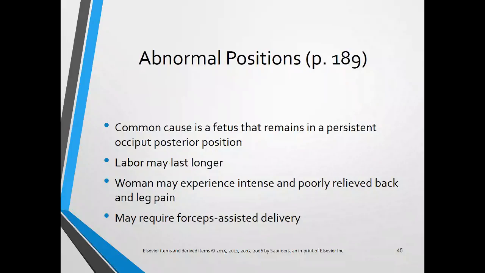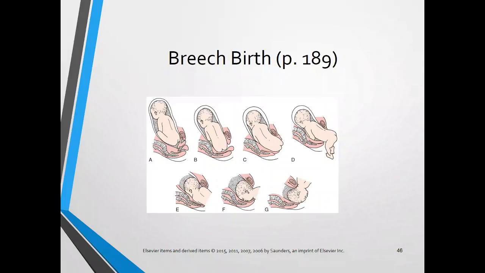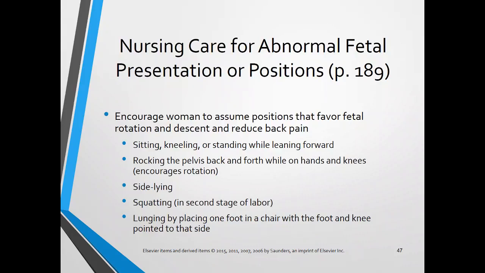And then abnormal positions. Common cause is a fetus that remains in a persistent OP position, so that's when that infant's head is facing up, and they call it like sunny side up when the infant is born. Labor may last longer, and they may need to have forceps for delivery. So here's a picture of what it looks like to have a breech birth. As I talked about in class before, not all providers will do breech, but some will, depending on their experience.